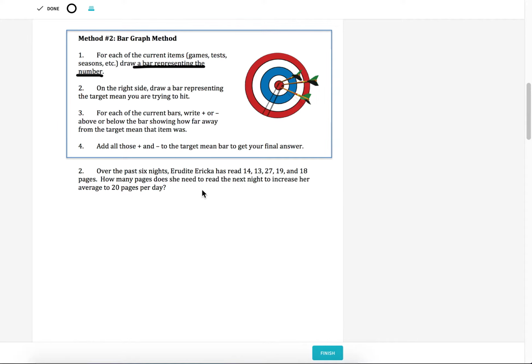Alright, over the past 6 nights, erudite Erica has read 14, 13, 27, 19, and 18 pages. How many pages does she need to read the next night to increase her average to 20 per day? Alright, so she's trying to get to 20. She wants to be averaging 20 pages per night.